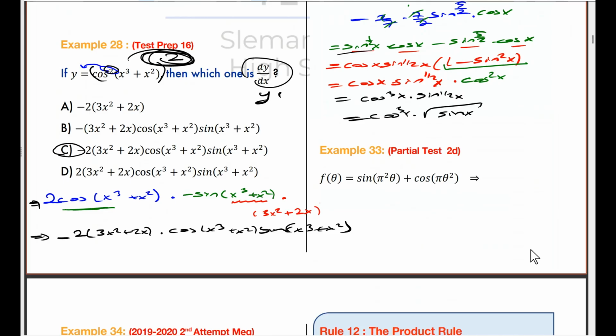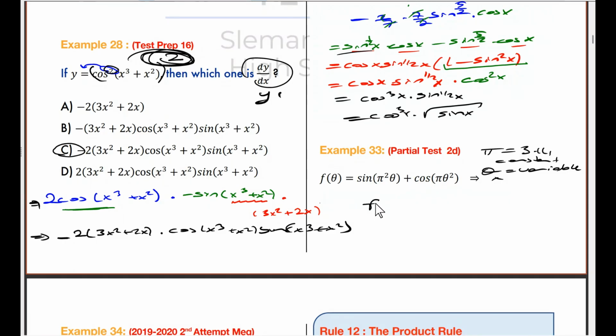Okay, partial test 2D. So this is also one of the questions that some of the students may have difficulties with because there is pi and theta. It looks like there are two different variables, but they are not. You consider pi as a number, a constant number, but theta is variable, like x. So you treat theta as x, pi squared as a constant number.